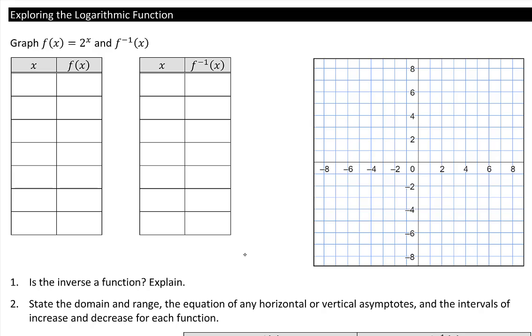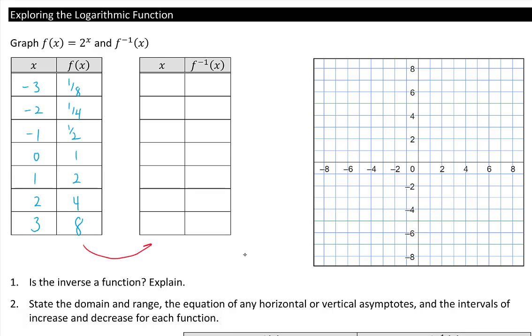So let's take a look at the logarithmic function. To start, let's graph y equals 2 to the exponent of x and its inverse. So let's start with x values from -3 to +3. For y equals 2 to the exponent x, 2 to the exponent of -3 is equal to 1/8. Then we get 1/4 and try to determine the remaining y values.